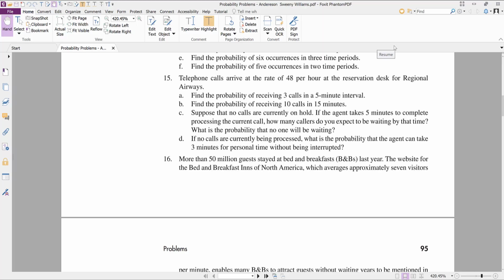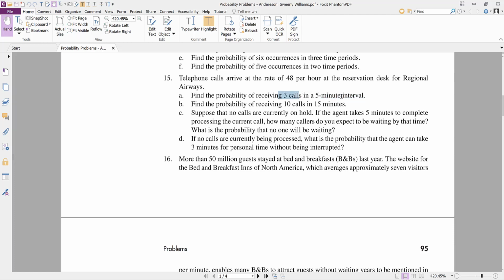This is an example of Poisson probability. Telephone calls arrive at the rate of 48 per hour at the reservation desk for regional airways. Find the probability of receiving 3 calls in a 5-minute interval. As you can see, this question perfectly fits the frame of a Poisson probability: there is an interval that's given, and then we are interested in the number of occurrences, that's calls, within that interval.